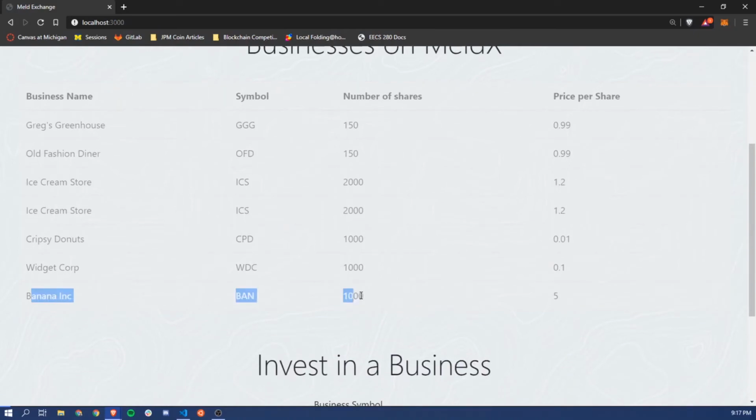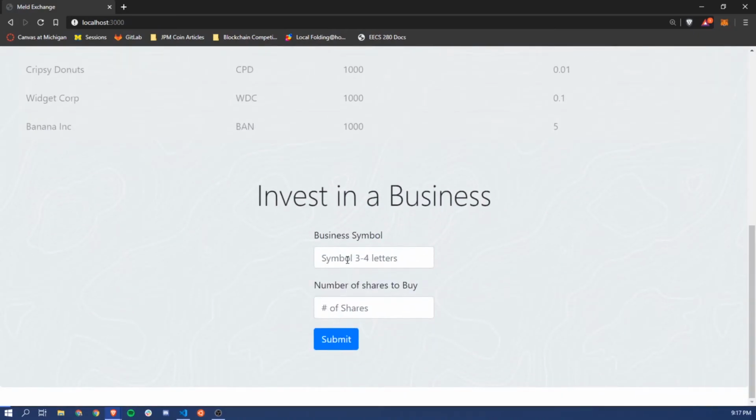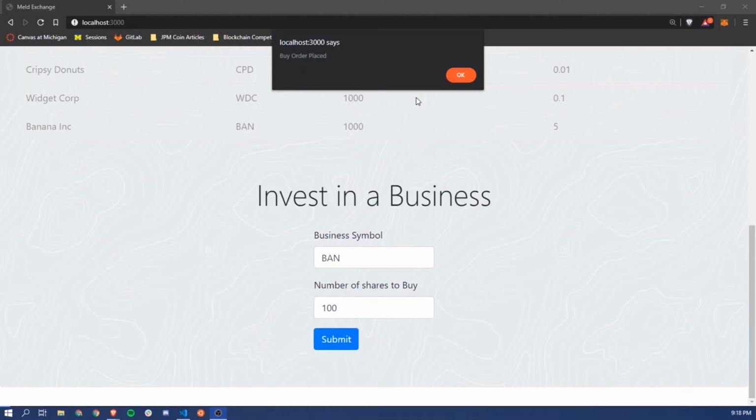Now we want to invest in 100 shares of this banana company. So we do 100 shares and we submit this. What's happening on the back end is the server recognizes that earlier that business owner was trying to sell 100 shares and it gets a new order for buying 100 shares and it is able to match those up and make that transaction occur. And as you can see, our buy order has been placed.